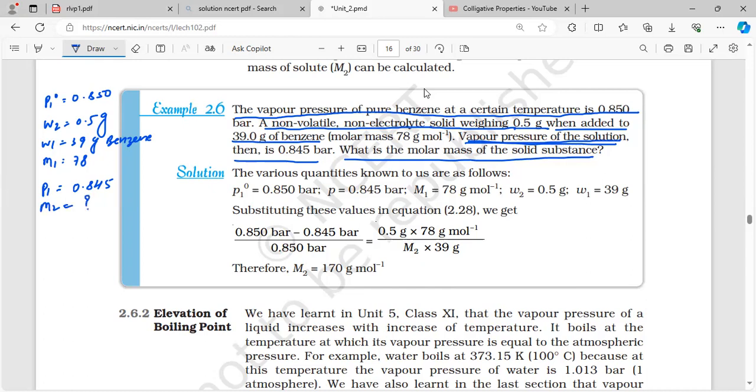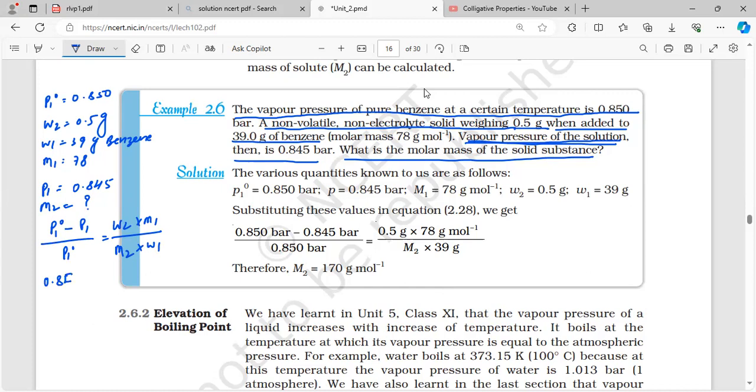So what formula are we going to use? P1 naught minus P1 divided by P1 naught is equal to W2 multiplied by M1 divided by M2 W1. Now, P1 naught is already there, how much?